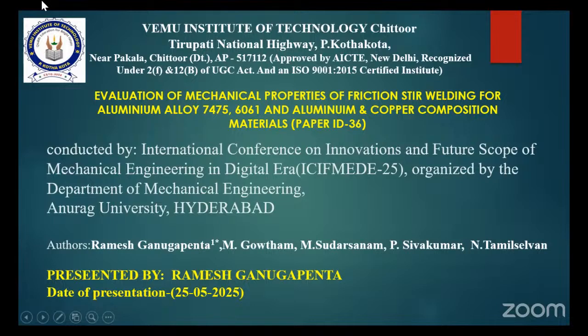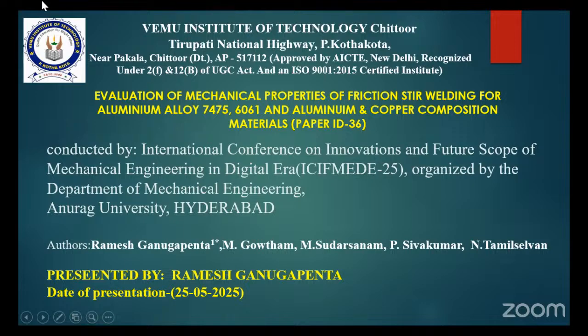In my research work, we are doing friction stir welding of materials like aluminum 7475, aluminum 6061, and an aluminum and copper composition. The workpieces are the aluminum copper composition and aluminum alloys.